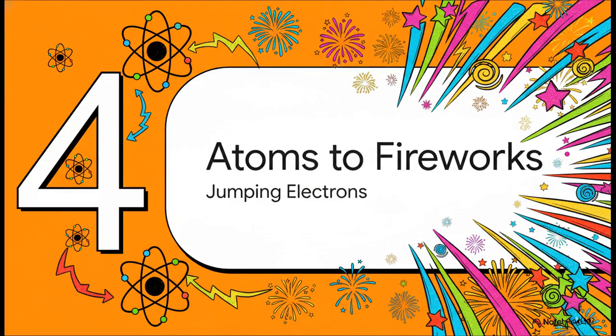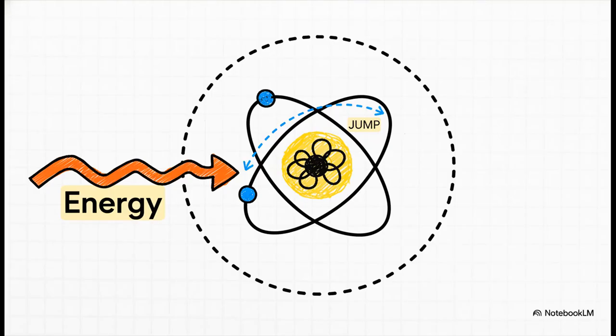Okay, so we know how atoms are built. But what happens when that structure gets a little energized? It turns out the Bohr model also explains something absolutely spectacular: where bright, vivid colors come from. And it all comes down to electrons on the move. This is where things get really dynamic.